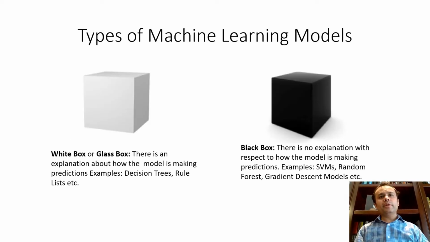So before talking about interpretable models, it's important to define what kind of machine learning models exist. They are white box or glass box models, around which there's an explanation regarding how these models work and why they're making predictions. Think about models like decision trees, rule-based models, etc. And we can contrast them with black box models, which do not come with an explanation. We do not know how they work. Models like random forest, gradient descent models, and any and all deep learning models.